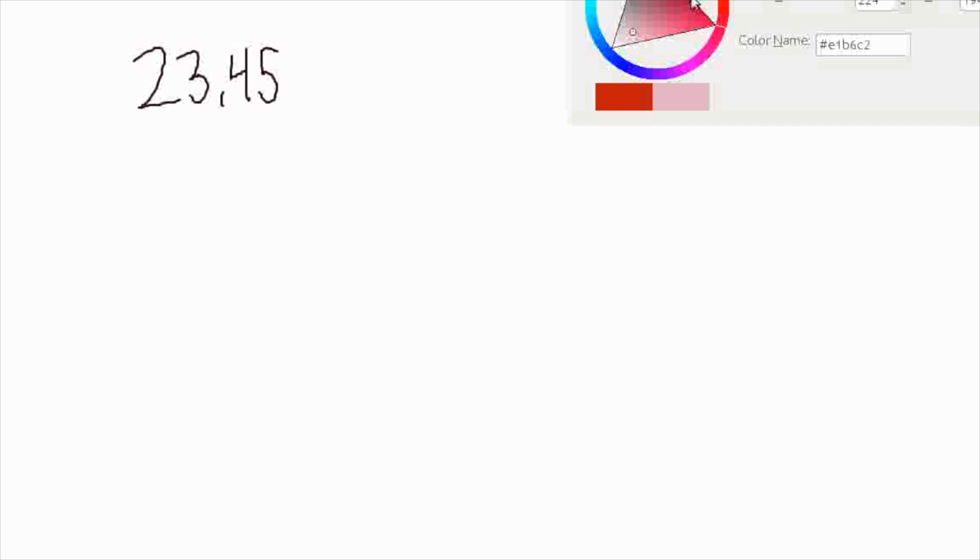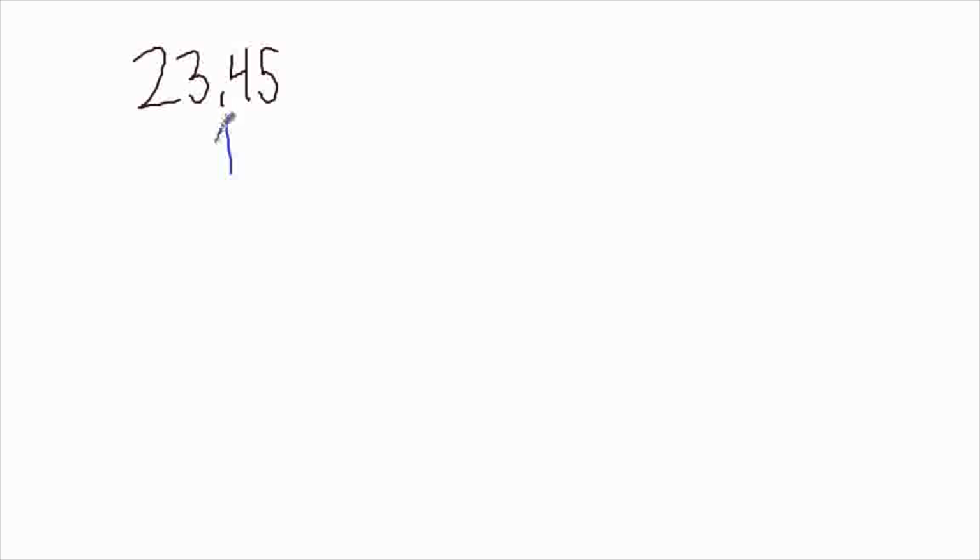So a decimal, let me write a number that is referred to as a decimal, something like this. The 23, if you have 23 candies, that's pretty clear. The symbol between the 3 and the 4 is called the decimal point, a dot. And then the 4 and the 5, that's going to take some interpretation.